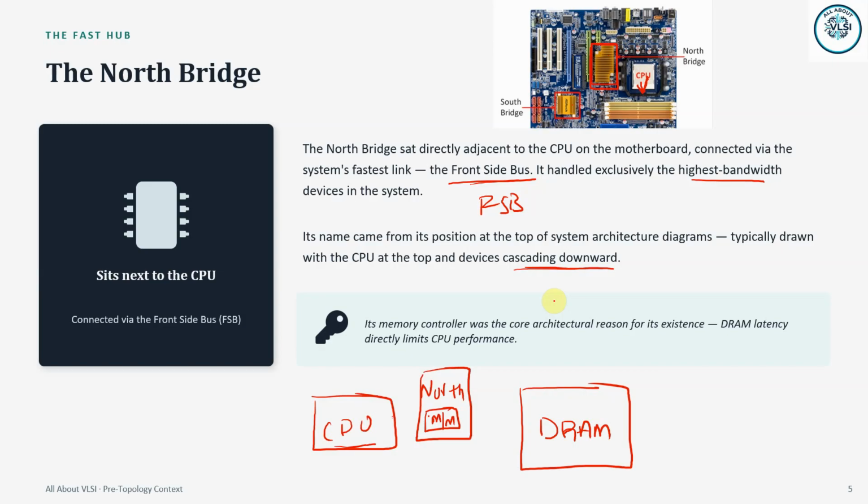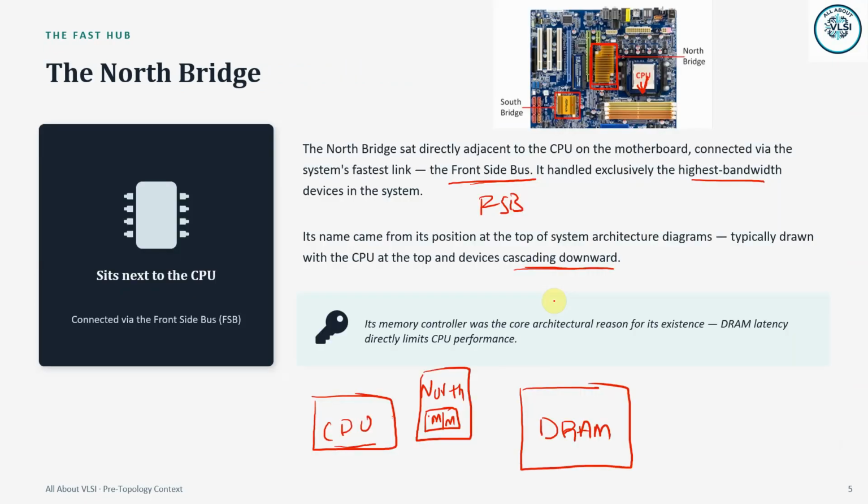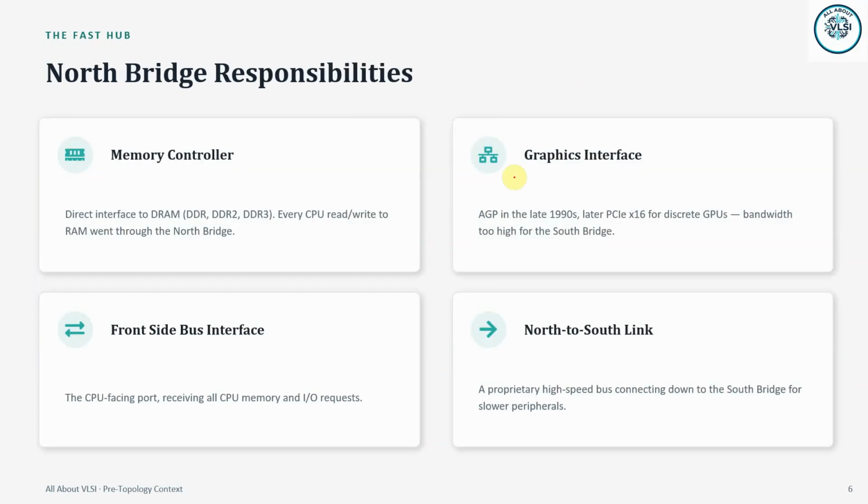So that's the reason we are going to use the North Bridge, which is going to contain a particular memory controller and help us decrease the DRAM latency. Now, these are the responsibilities of this North Bridge chip. Internally it has something known as a memory controller, with a direct interface to the DRAM like DDR, DDR2, DDR3, and every CPU read or write to RAM went through the North Bridge.